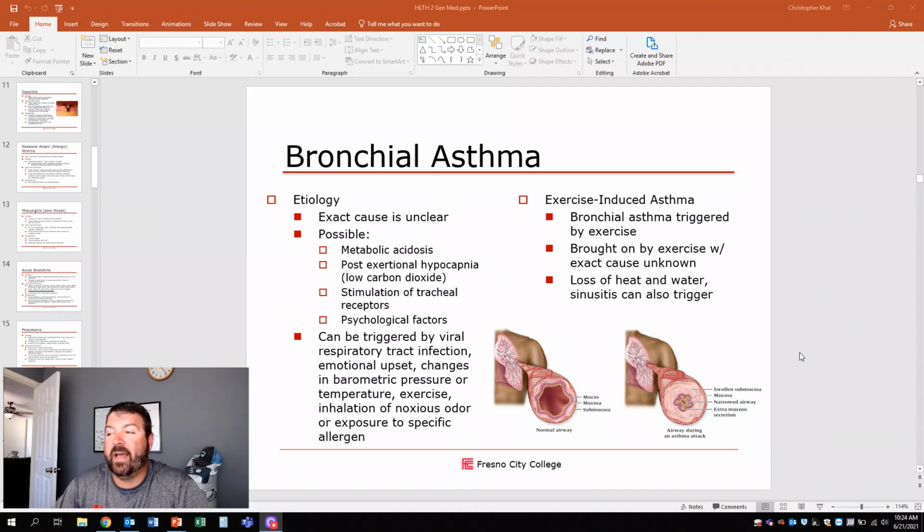All right, bronchial asthma. Okay, so the exact cause of asthma is unclear because there are different forms of asthma. Okay, there's metabolic acidosis. Okay, there's post-exertional hypocapnia, which is low carbon dioxide in your body. Stimulation of tracheal receptors. Psychological reasons can trigger it, like getting scared, panic attacks, and so forth, can bring on asthma. Exercise induced.